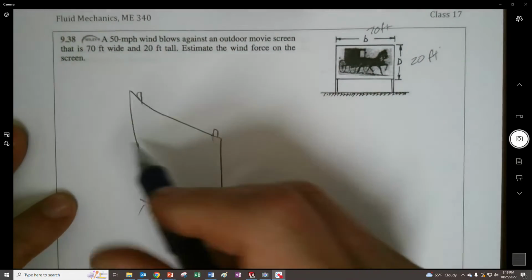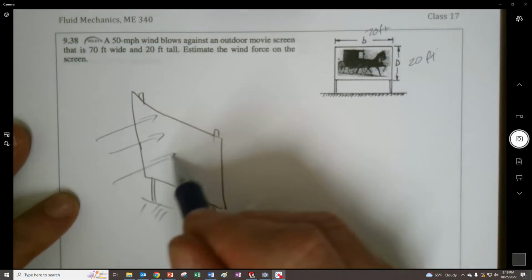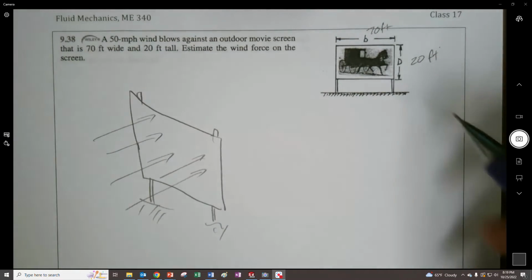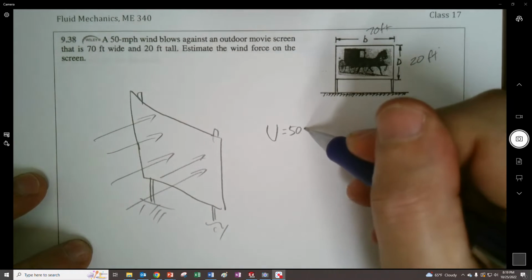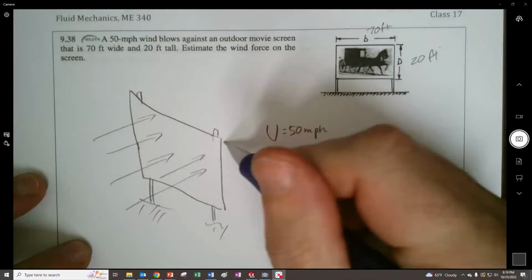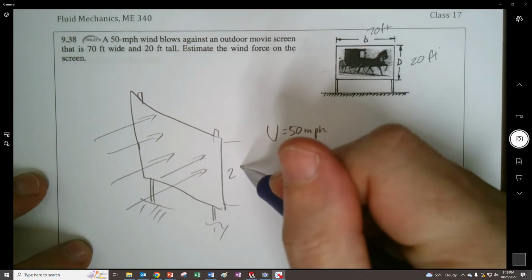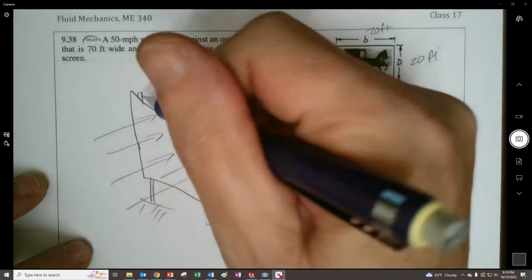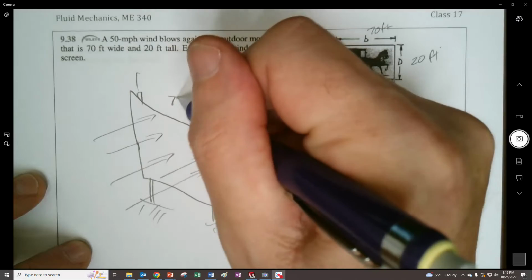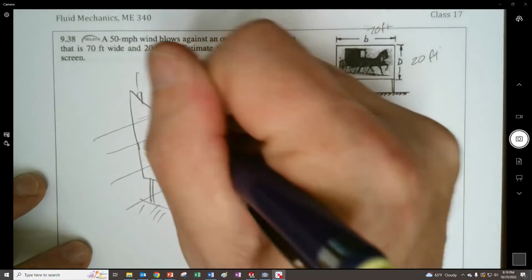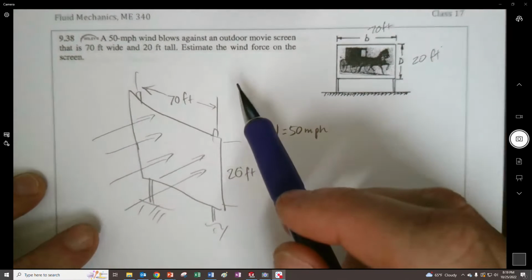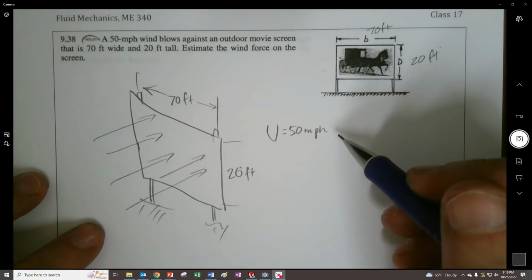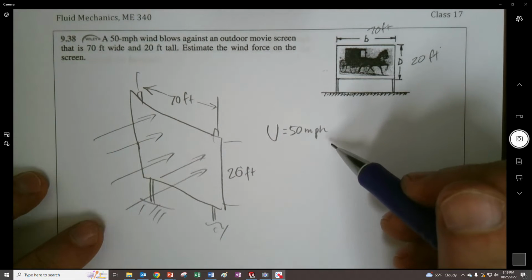And we have the wind coming out in that direction. The wind's blowing at 50 miles per hour. And this is 20 feet by 70 feet. What we want to do is estimate the wind force on the screen, so really the amount of drag that's taking place.